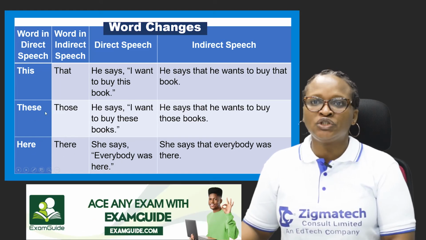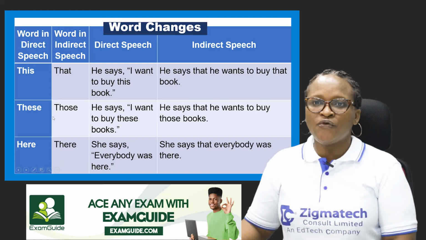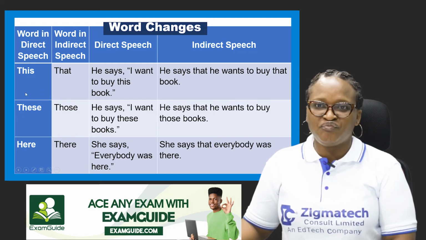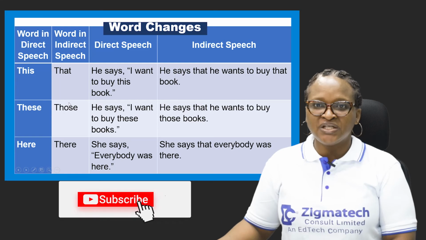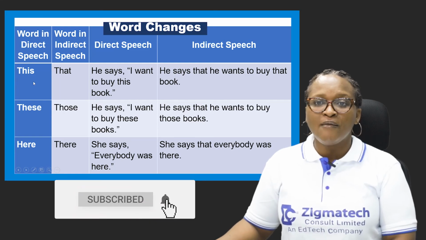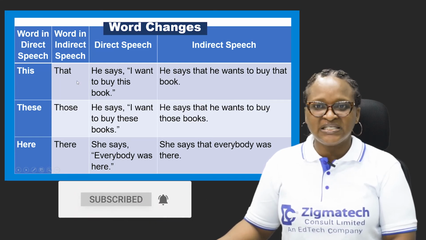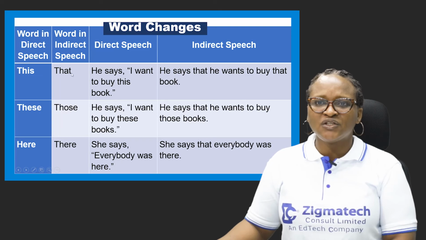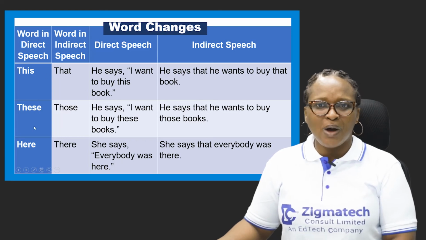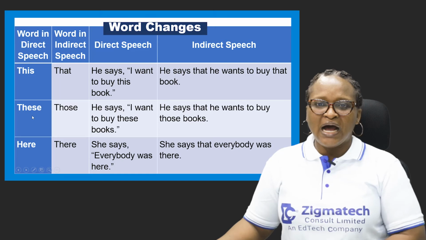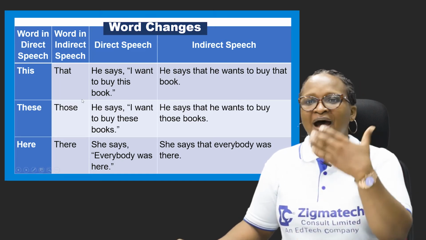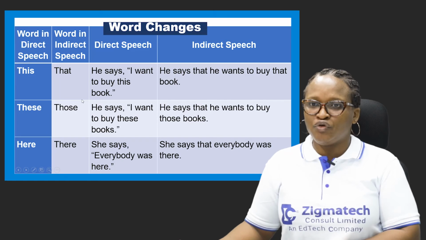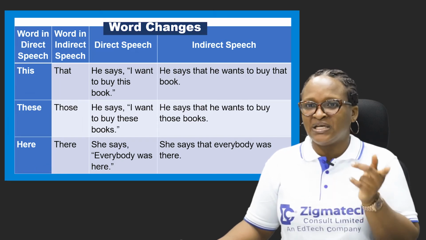Something calls my attention to these 4 words. Now these 4 words are called demonstrative pronouns. They are pronouns that point to things. Where this is a singular of these, that is the singular of those. And where these 2 are singular, these 2 are plural. Now where these 2, this and these, are nearness demonstrative pronouns, that and those are farness demonstrative pronouns. So once you're using them, you must use them in that light.